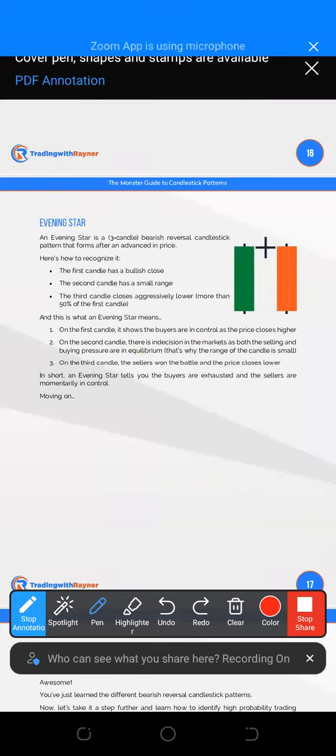Then on the third candle, the seller won the battle and the price closes lower. This is the third candle now. Look at it. It was a red candle, meaning that the seller took over the market again. Now, this is the interpretation. An evening star tells you the buyers are exhausted and the sellers are momentarily in control. So that's it.